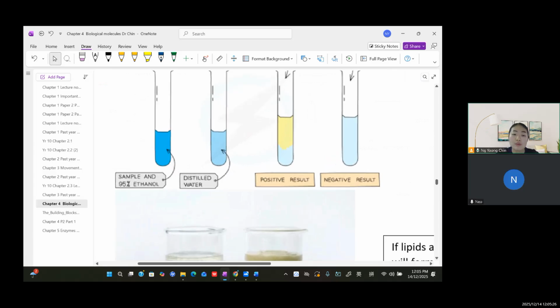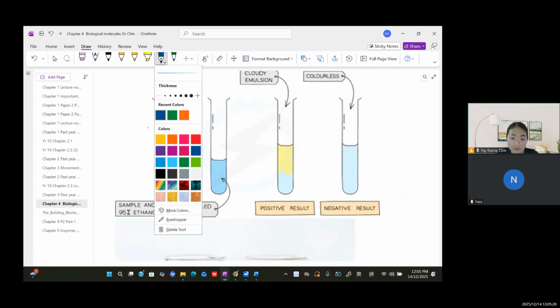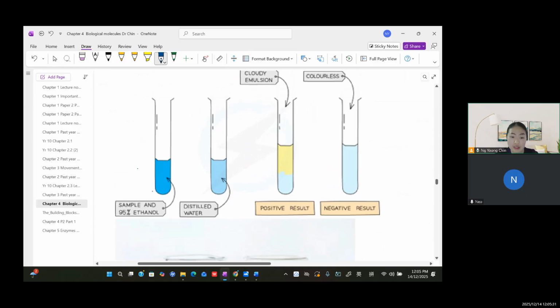So you can have a look at this test tube. It will have the ethanol inside, with a food sample and the ethanol. And another one will only have distilled water. What happens is you mix the food sample with the ethanol. If the food sample consists of lipid, this lipid, which is non-polar, can dissolve in the ethanol. Ethanol has a non-polar portion. That's why these lipids, which are non-polar, can dissolve in the ethanol, which is also non-polar. So later they will create a positive result, like this.